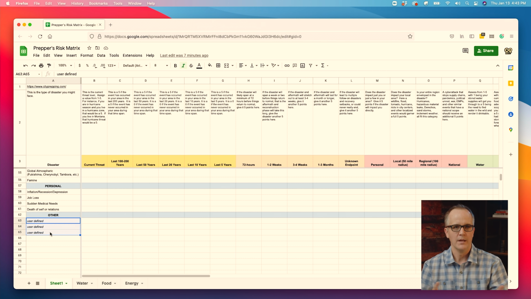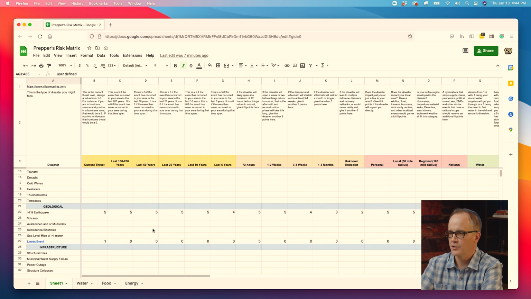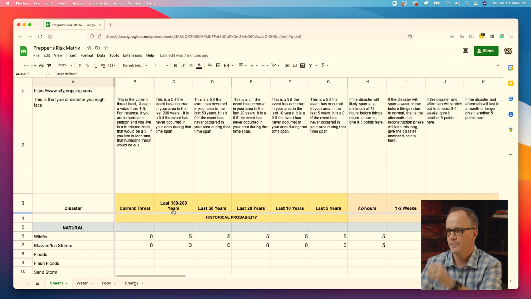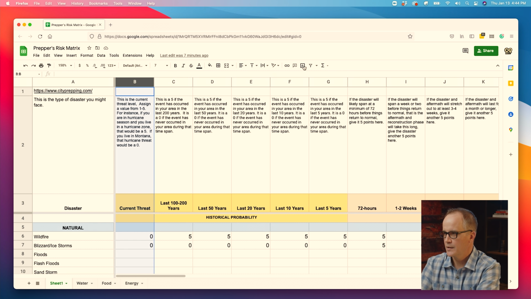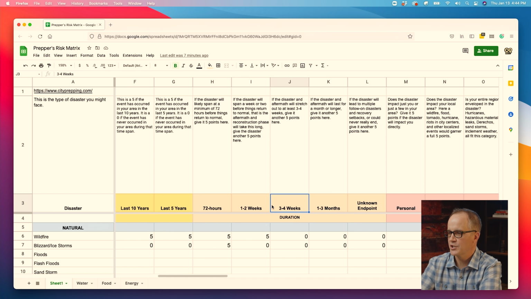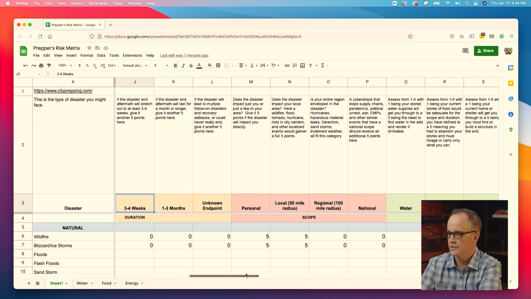All right, so let's look back at the desktop here. It may be kind of hard to see, especially if you're on a mobile device, so let me zoom in to 150%. All right. What you see here is broken up into different colors. For example, this group is historical probability. This one is duration. How long do you expect that event to last?